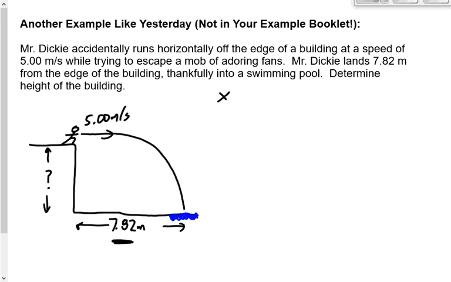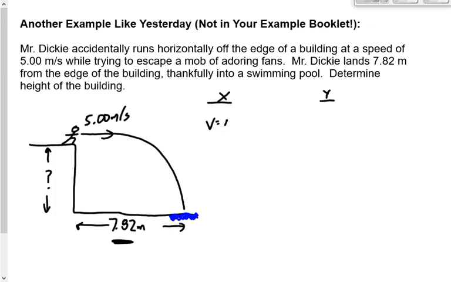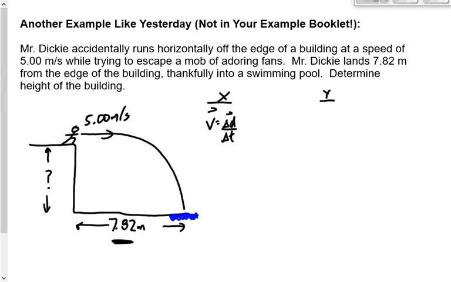Just like you'll do on question 1 of your final exam, when you see a question like this, you're going to break it up into x components and y components. The x component, v equals delta d over delta t, because it's constant velocity. We always start off that way. The y component, we can use any one of my group B equations, but this is the one that works the most often, so let's try that one first. d is equal to v_i t plus 1/2 a t squared.